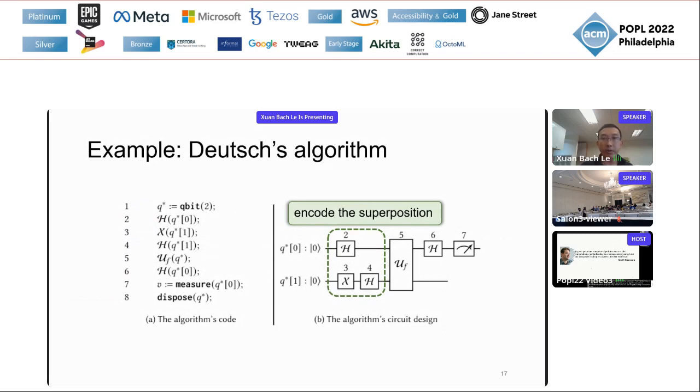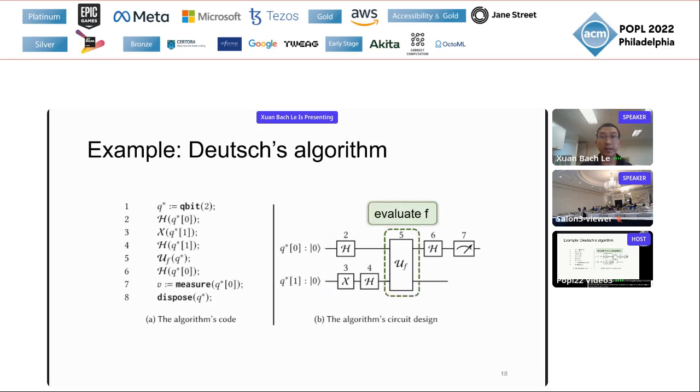If we go back to our example and see how this principle applies. Initially, the qubits are in the classical state zero. The first step of the algorithm is to prepare the superposition. Then we can apply f one time over the superposition. And finally, we decode the superposition and measure the qubit to determine the type of f.